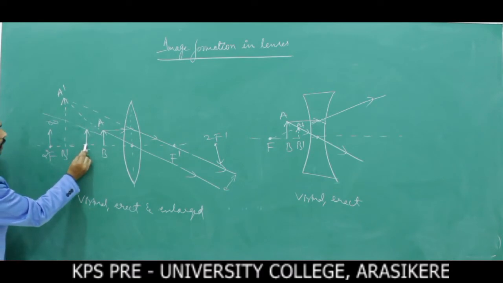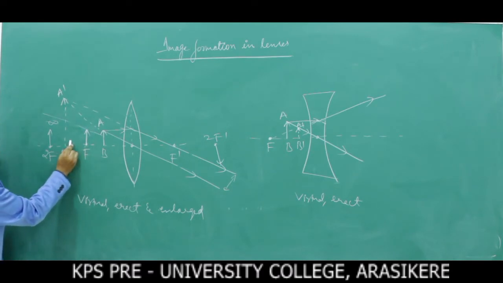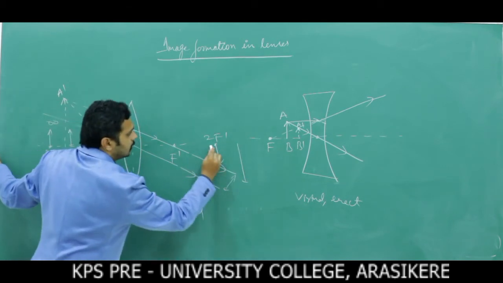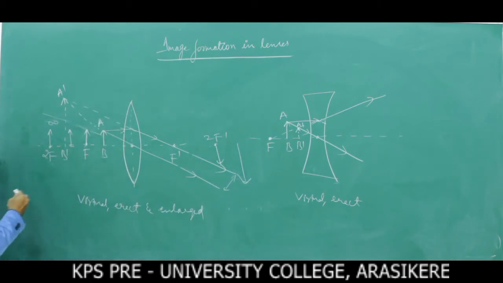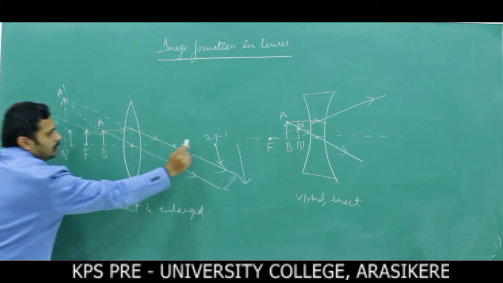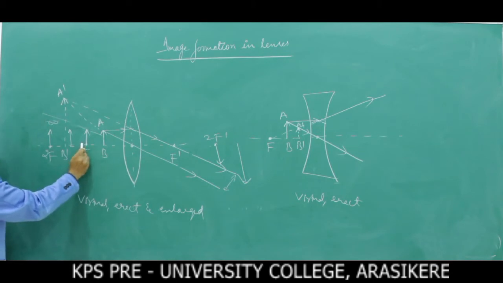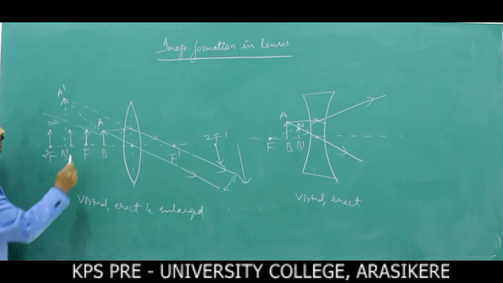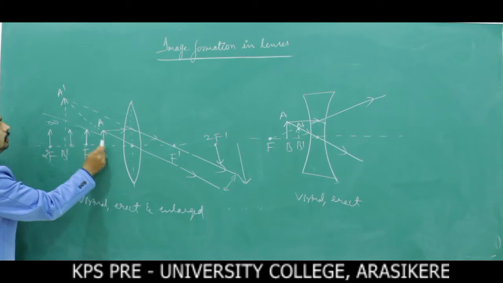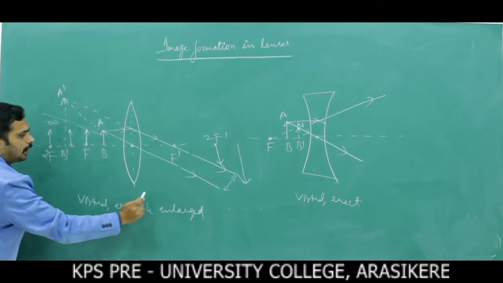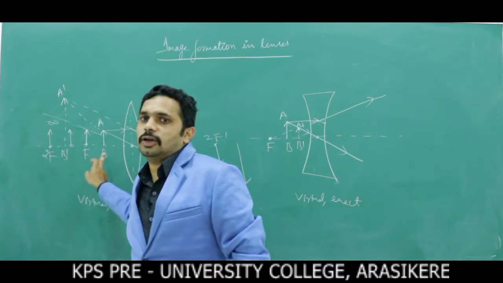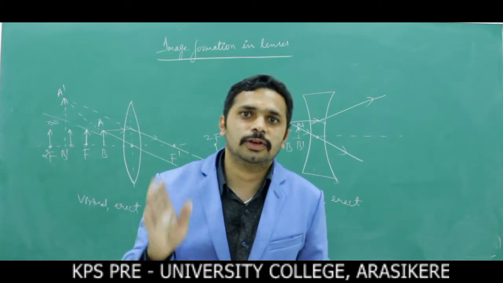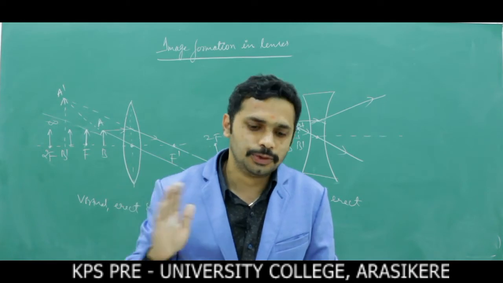Now look at here, the object lies between 2F and F. The image comes beyond 2F dash but enlarged, it is inverted. Now the object is at 2F, the image is at 2F dash. The object is at F, the image forms at infinity. The object within the focus, virtual, erect and enlarged image is going to form. So it depends on the position of the object. In a convex lens, we can produce real image and also the virtual image.